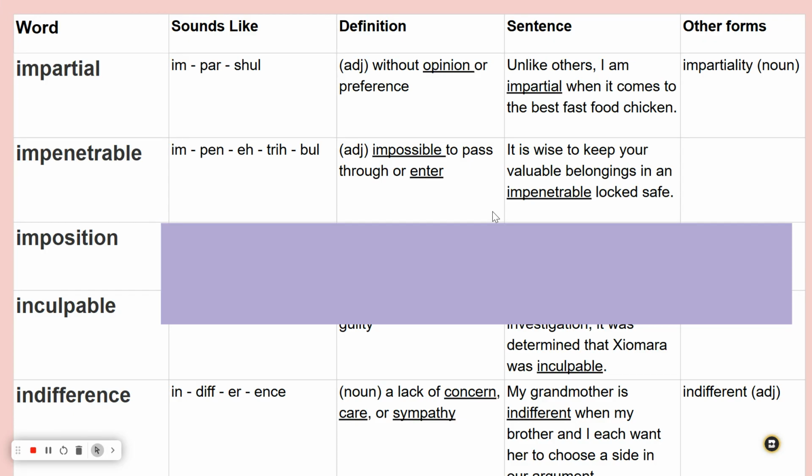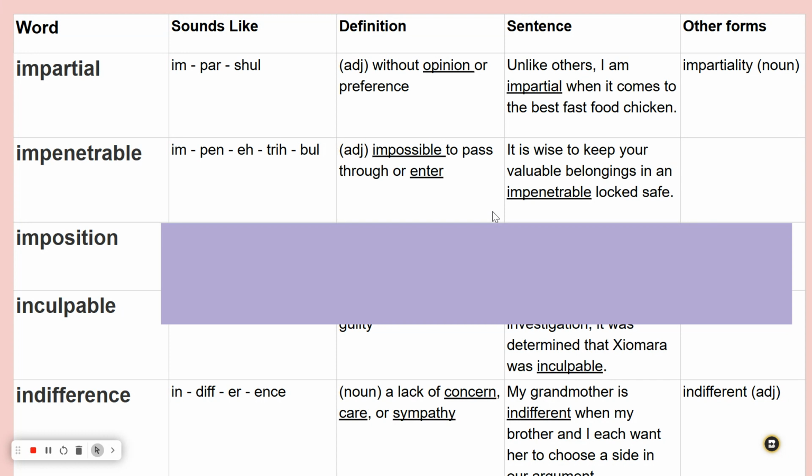We're going to start with impartial. The definition of impartial is an adjective. So someone could be impartial, or an opinion could be impartial. If you are impartial or someone is impartial, they don't have an opinion, they don't have a preference. They're probably not a person you can go to make the decision for you. They're going to be pretty neutral. Unlike others, I am impartial when it comes to the best fast food chicken.